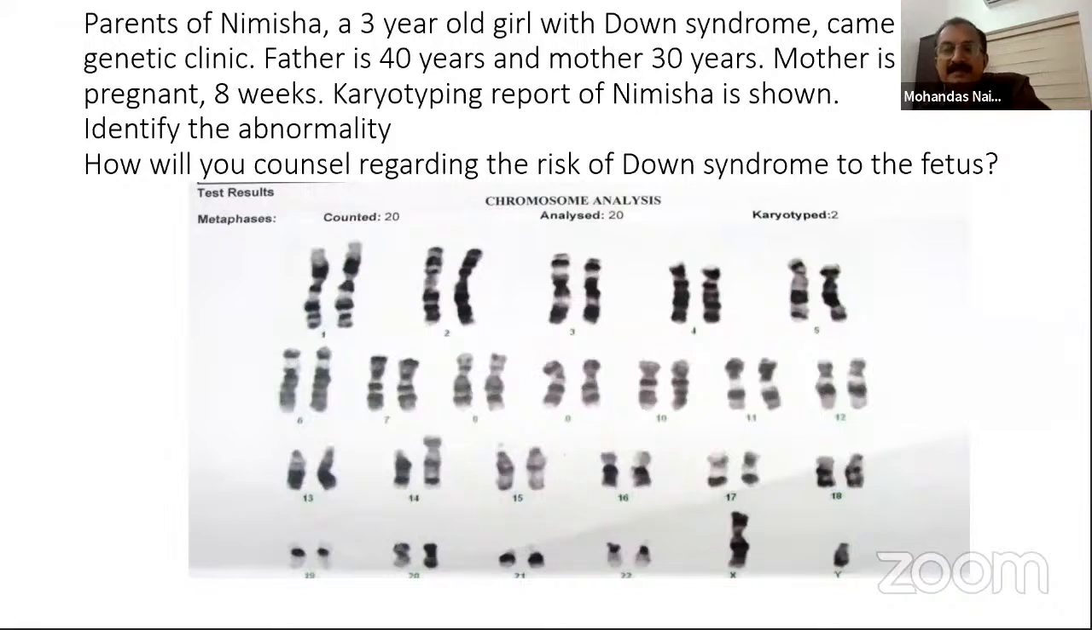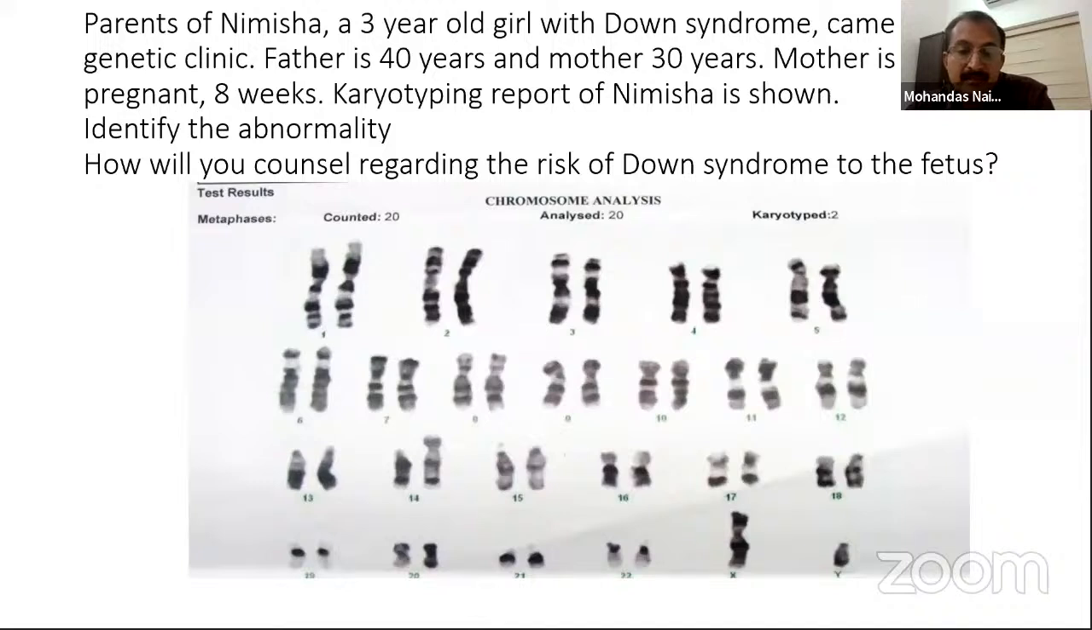So here it is already mentioned that Nimisha has Down syndrome. So the first thing you should look for is the 21st chromosome. You are seeing only two 21st chromosomes, and the total chromosome number is only 46. So obviously it is not a non-disjunction. Then the possibility is that it could be a translocation.